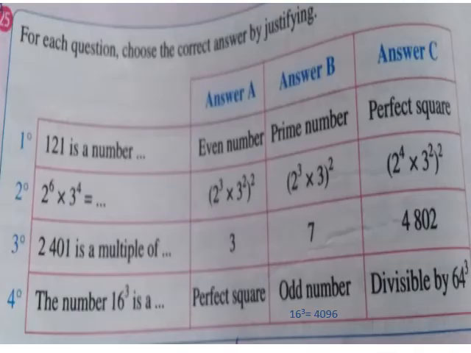Exercise 25. For each question, choose the correct answer by justifying. Let's start by the first one. 121 is a number. Is it an even number, a prime number, or a perfect square? 121 ends with 1, so it's an odd number, it's not an even number. Okay? If we have to divide it using divisibility rules, 121 is 11 times 11.